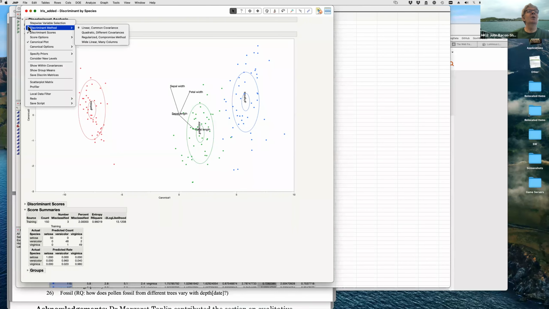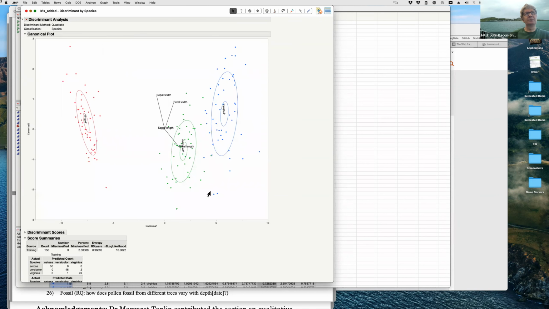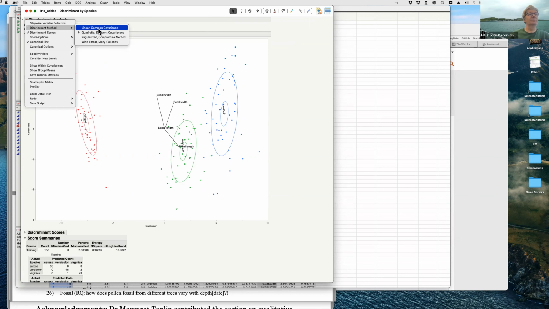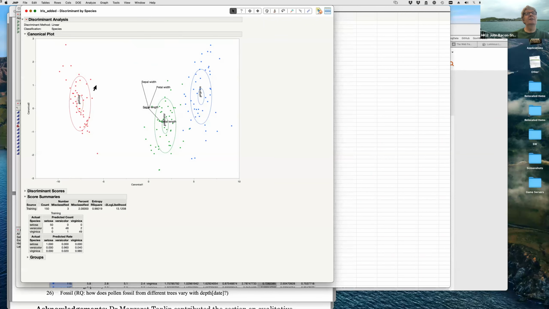We can try a model that allows for different sizes and shapes. So let's see what happens then. The different sizes and shapes, you can see, doesn't make that much difference. Again, we can see they're relatively similar. So we're not going to look at this in more detail, but let's go back to the simpler one for now. So this was our simpler one, assuming the same variance covariance for each of the 3 species.